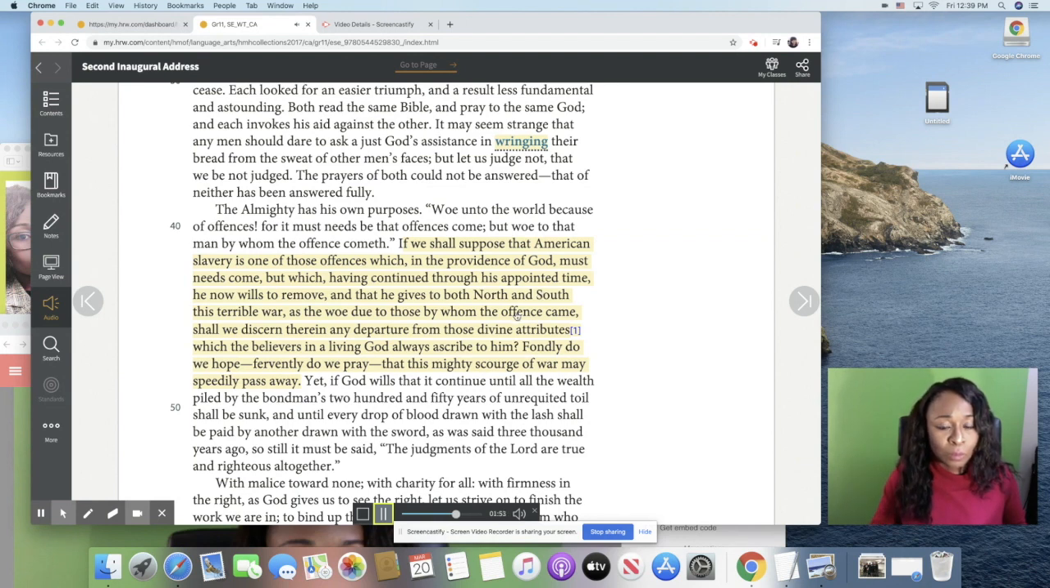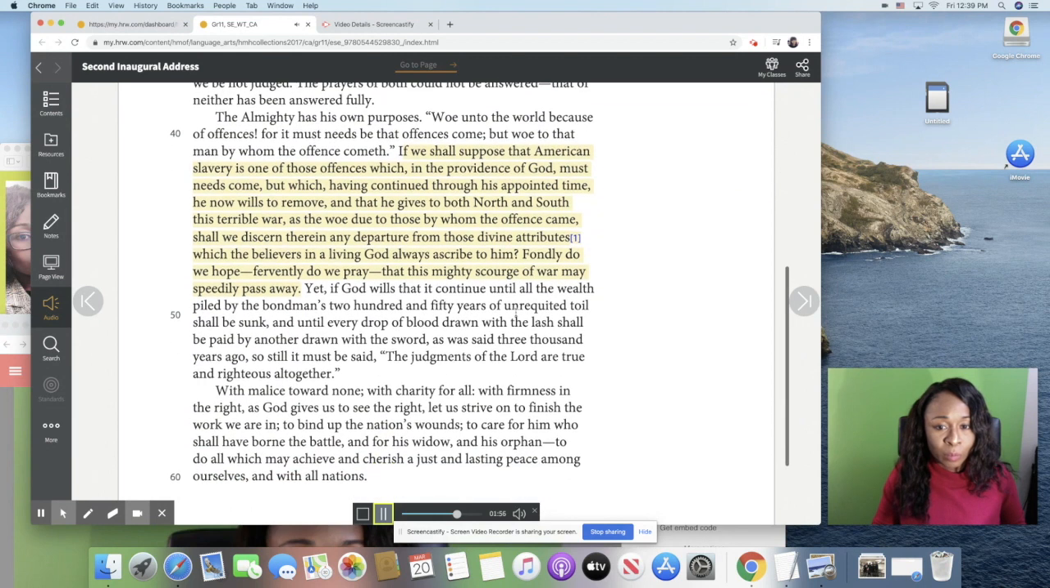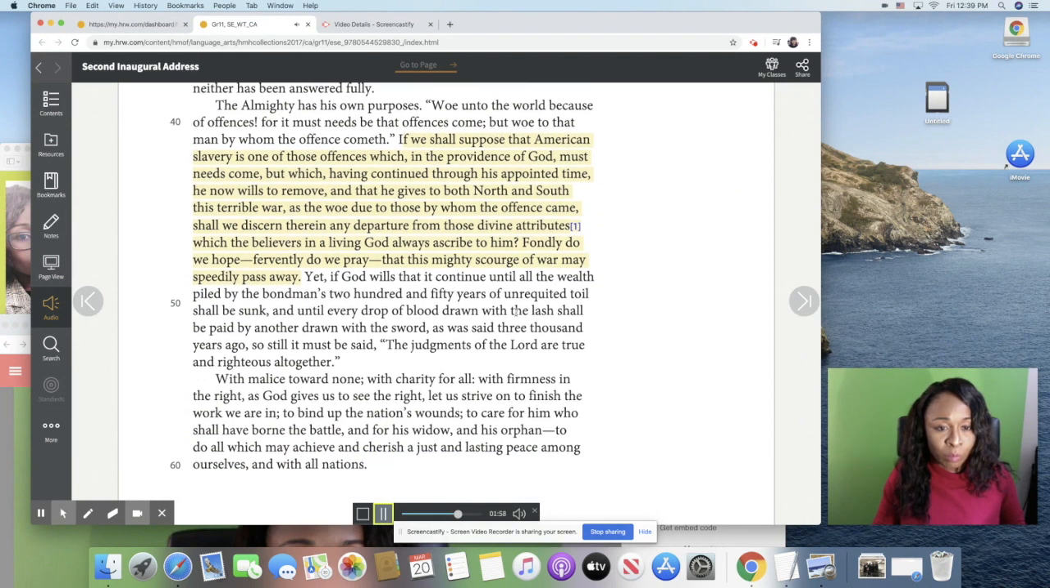Fondly do we hope, fervently do we pray, that this mighty scourge of war may speedily pass away. Yet, if God wills that it continue until all the wealth piled by the bondsman's 250 years of unrequited toil shall be sunk, and until every drop of blood drawn with the lash shall be paid by another drawn with the sword, as was said 3,000 years ago, so still it must be said, the judgments of the Lord are true and righteous altogether.